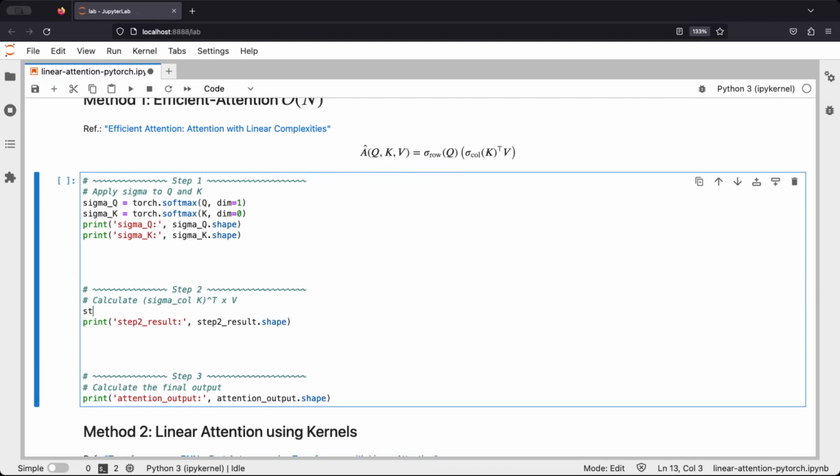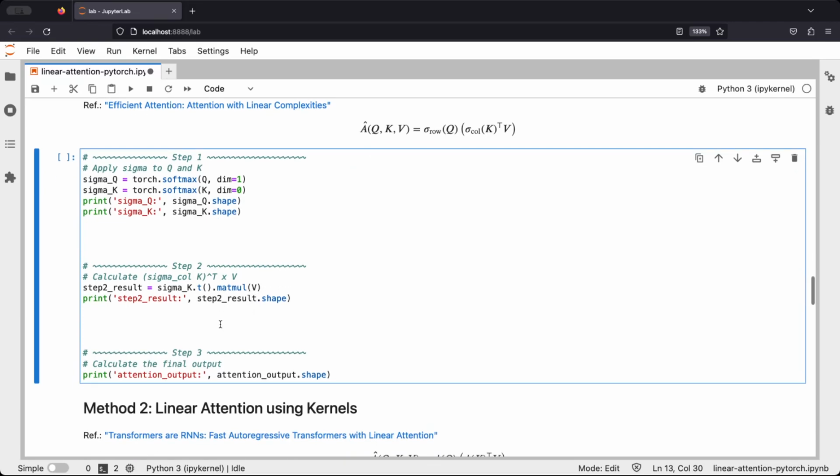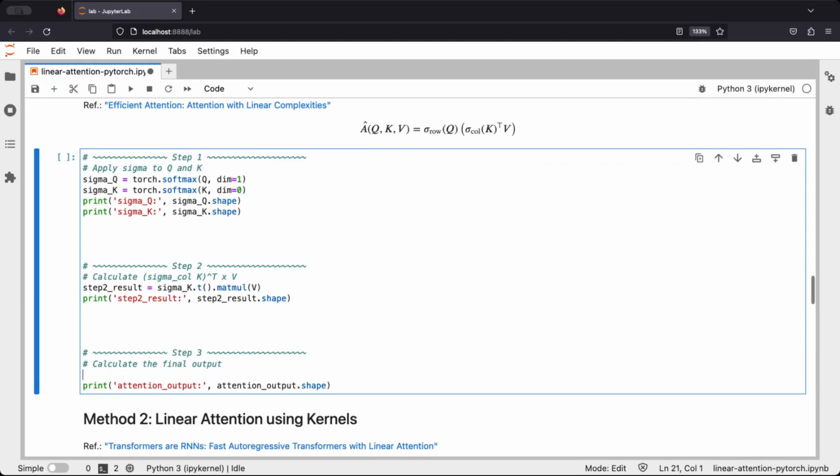So we call the result of this step 2 result, and we do this sigma k, and here we have to transpose this sigma k. So we use that t, and then we do matmul with v. And then in step 3, we calculate the final output.